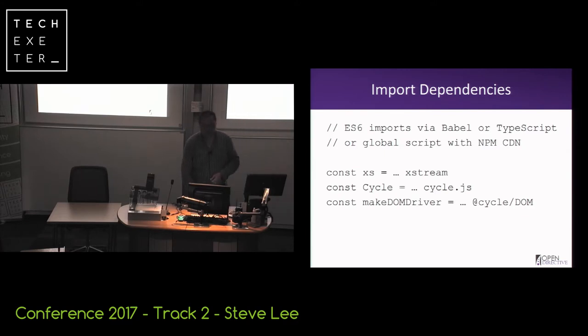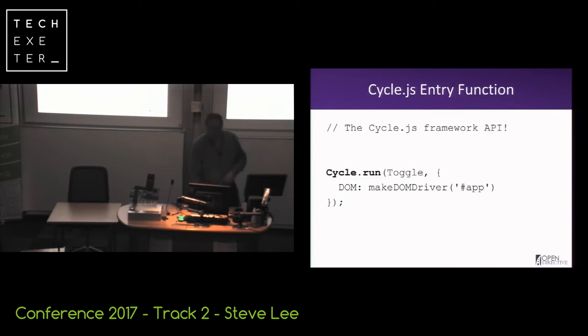So that just works. Basically, the three modules that you need, dependencies that you need, are XStream, which is a library of observables and things that work on observables, operators. The Cycle itself, this tiny little library that glues everything together and gives us the model we just looked at, and a driver. And here, there's a DOM driver, which we use. There's a factory function, which we call, I'll see in a minute.